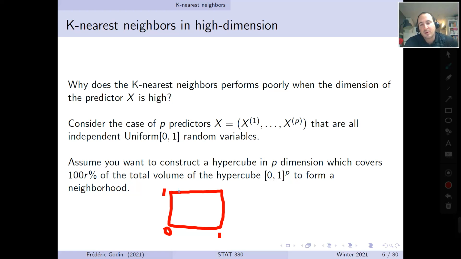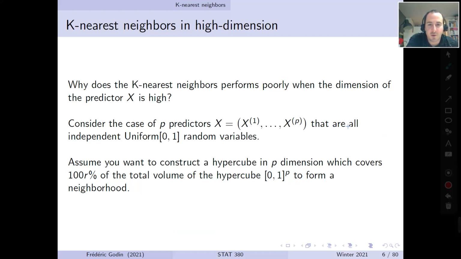Let's say we want to construct a hypercube in dimension p. When p is equal to 2, this is simply a square, which covers 100 r percent. Let's say r is equal to 1%, so 100 percent times r is 1%. So here is the hypercube. We'd like to construct a square here which covers an area of r times 100% of the total predictor space.